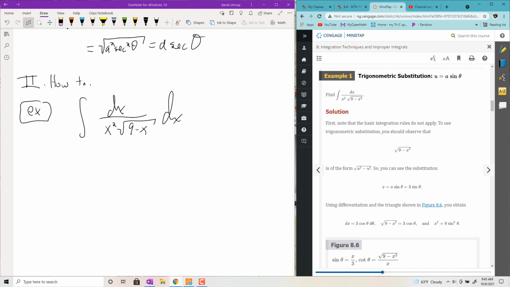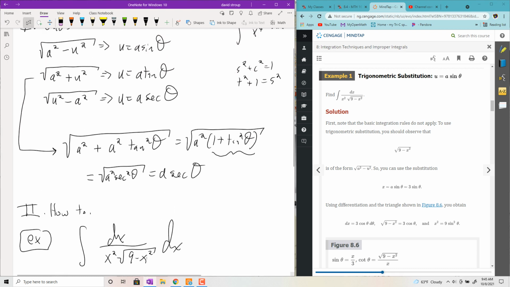Okay. So anyways, it's 9 minus x squared, isn't it? Yeah, okay. So first off, you want to identify the form.